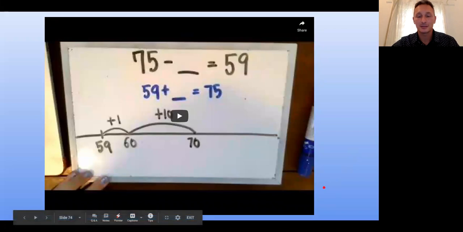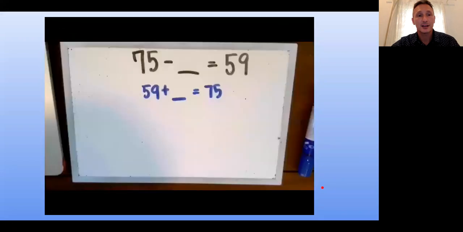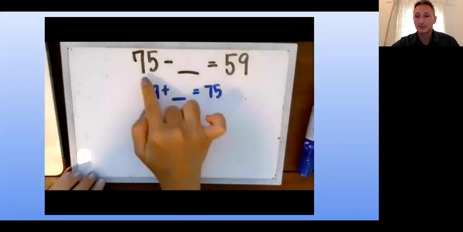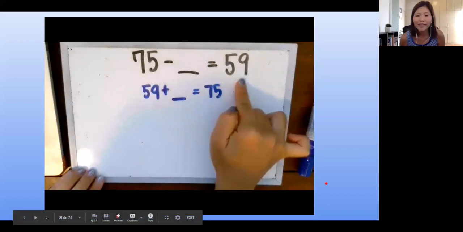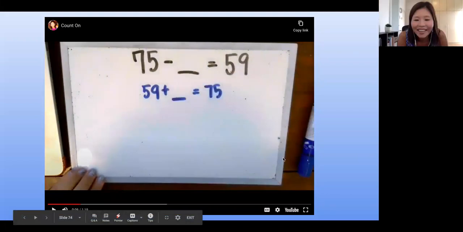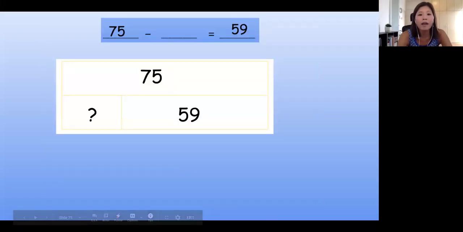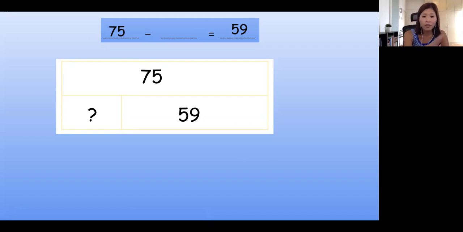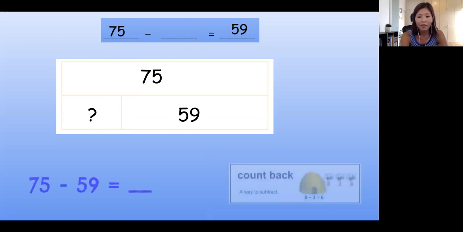Very nice job, Miss Yuka. Yeah, and I think we have another way to think about 75 minus blank equals the other one. You can go to the next slide, Mr. Regan. Okay. So another way you can think about it is instead of counting on, you can think about it as counting back, right? So you can start from 75 and subtract 59, because you know that one, to figure out that unknown.